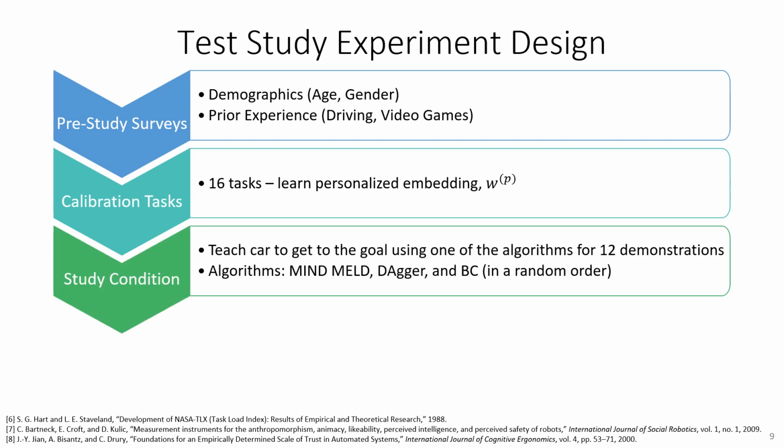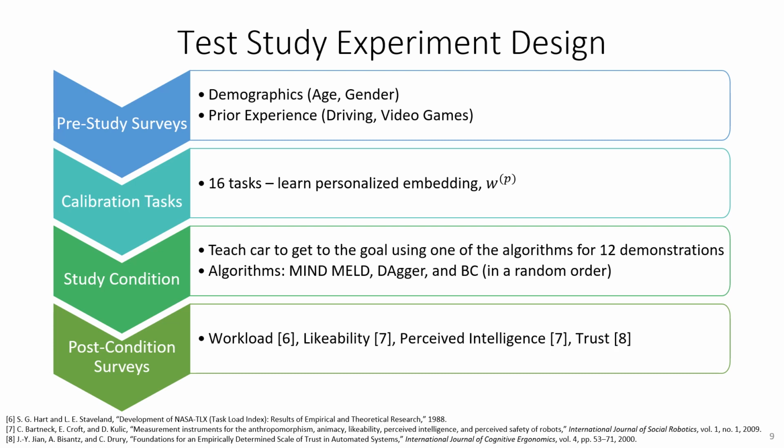Each participant then teaches the car on a different test task via either MELD, DAgger, or BC and provides 12 demonstrations. After teaching an agent, the participant fills out surveys on workload, likability, perceived intelligence, and trust. All three conditions are experienced by each participant in a random order.